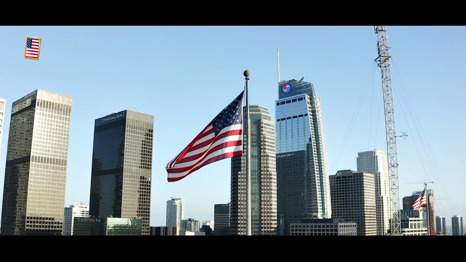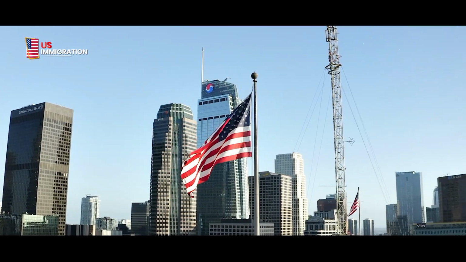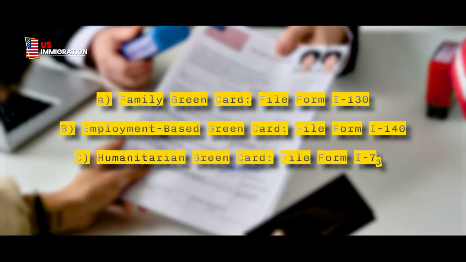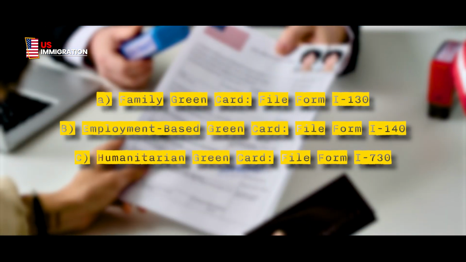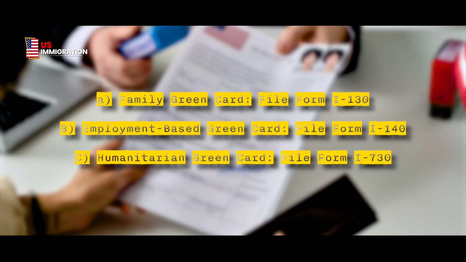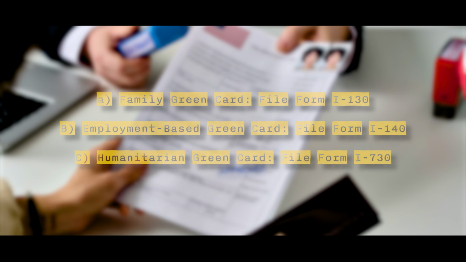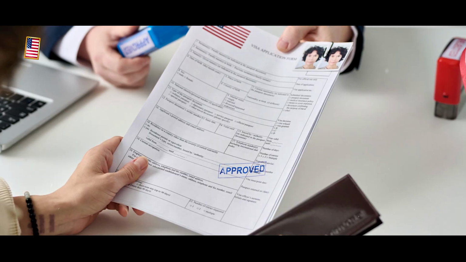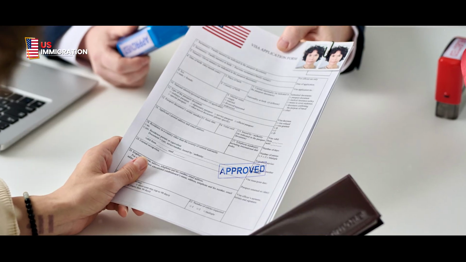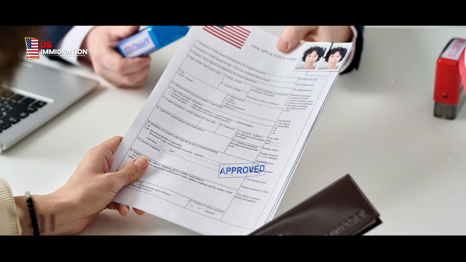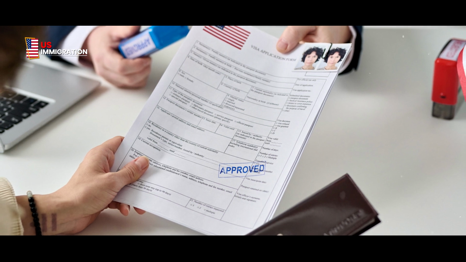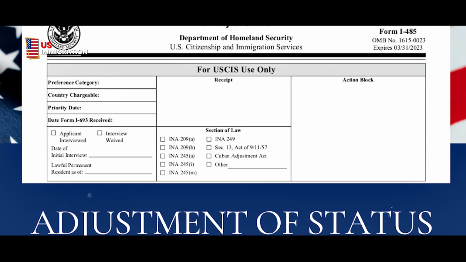Petition filing. Your green card application begins with a petition filed by your sponsor. Family green card: file Form I-130. Employment-based green card: file Form I-140. Humanitarian green card: file Form I-730. The petition must be approved by U.S. Citizenship and Immigration Services before you can proceed with your adjustment of status application. The approval process can take several months to over a year, depending on your specific case.